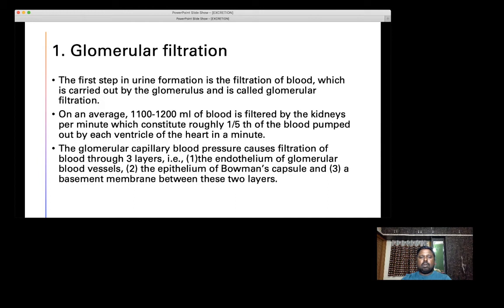The glomerular capillary pressure causes filtration through three layers. One is the endothelium of the glomerular blood vessels. The second is the epithelium of the Bowman capsule. The third is the basement membrane between these two layers. Note down these three layers used for filtration across the glomerulus.